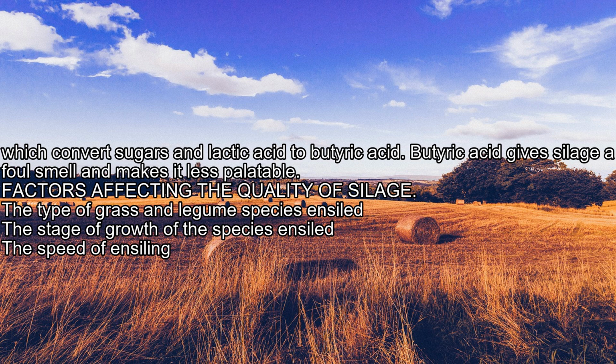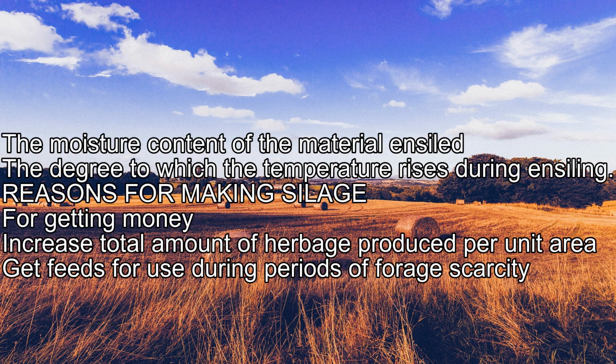Factors affecting the quality of silage. Type of grass and legume species ensiled. The stage of growth of the species ensiled. The speed of ensiling. The moisture content of the material ensiled. The degree to which the temperature rises during ensiling.